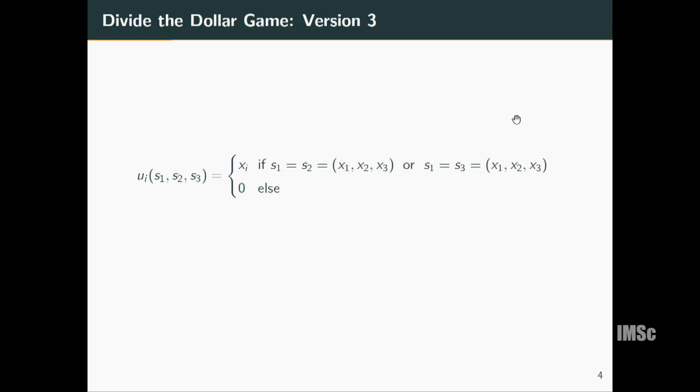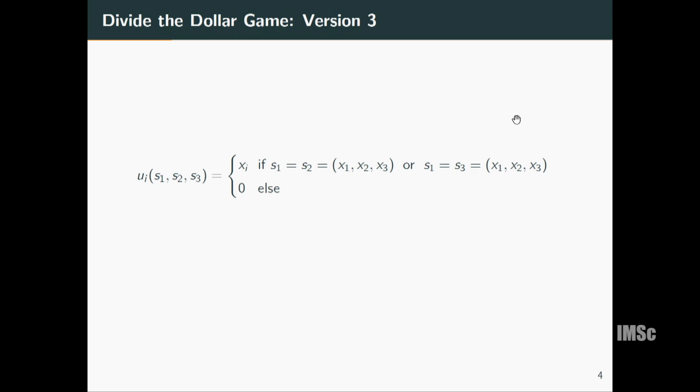Now, what the father is saying is that I trust the oldest brother more. I am happy as long as any 2 brothers, which include the eldest brother, agree. So in this case, the utility will be xi if either 1, 2 agree or 1, 3 agree. In this case, 2 and 3 will have equal bargaining power, but the first person will have the highest bargaining power.